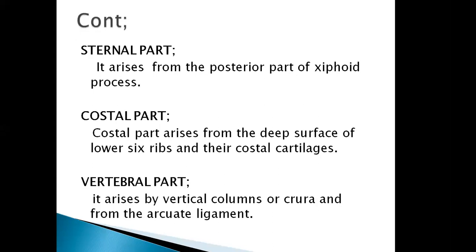Now the sternal part. The sternal part is the part that arises from the posterior part of the xiphoid process. You all know what the xiphoid process is. It is the lower portion of the sternal bone. The sternal part is that part of the diaphragm which arises from the posterior part of the xiphoid process, or from the back of the xiphoid process. Now the costal part is that part of the diaphragm which arises from the deep surface or the posterior surfaces of the lower 6 ribs and their costal cartilages. The part of the diaphragm that arises from the posterior surfaces or deep surfaces of the lower ribs with their costal cartilages is called the costal part of the diaphragm.